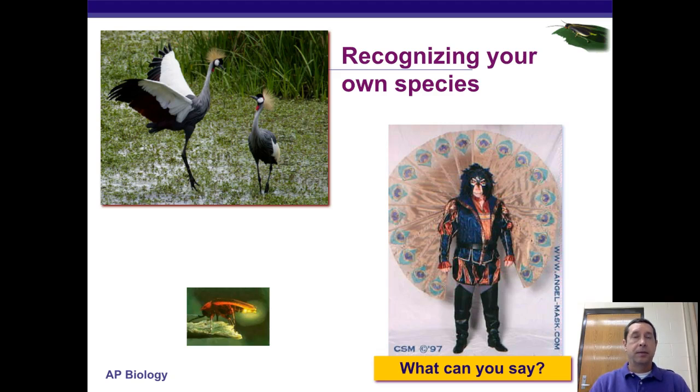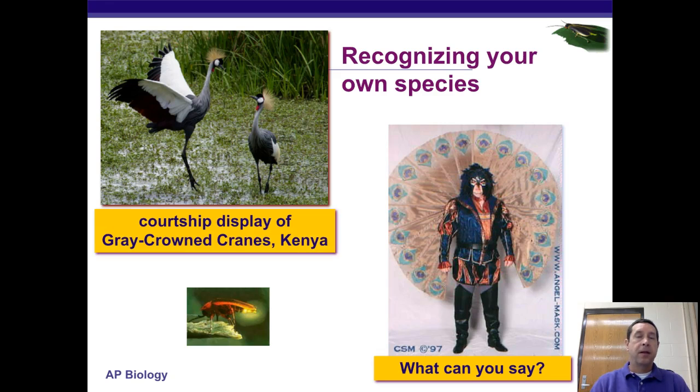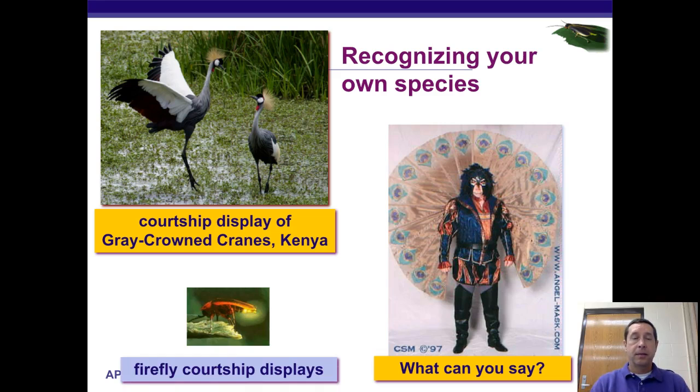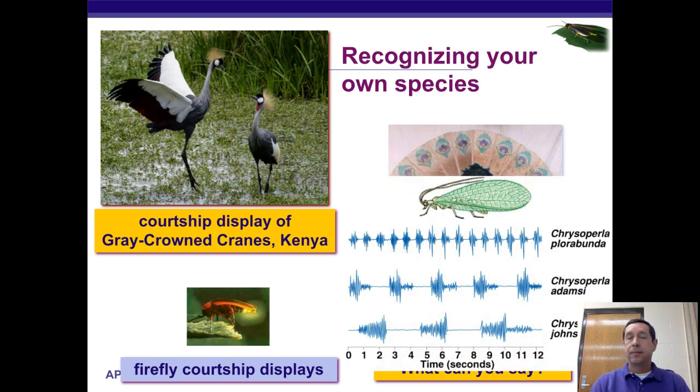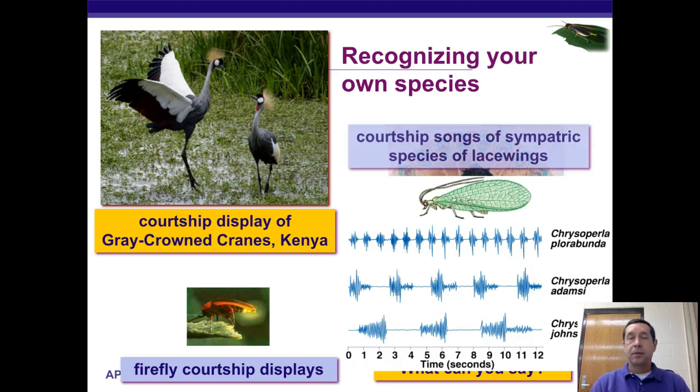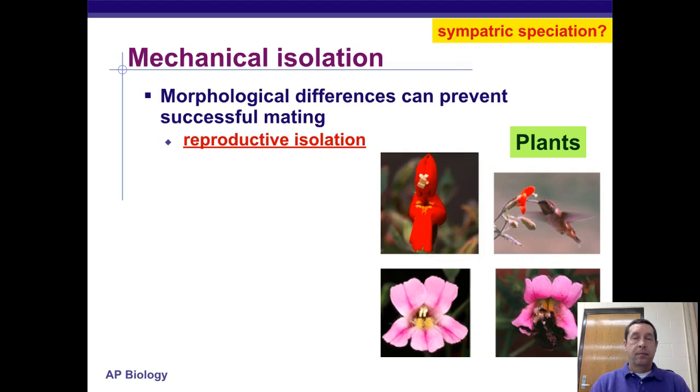Recognizing your own species. Females and males recognize a member of their species because of specific courtship displays, fireflies using light for displays, different songs, different sounds that they produce. Again, mechanical isolation. Morphological, structural differences prevent sexual mating.